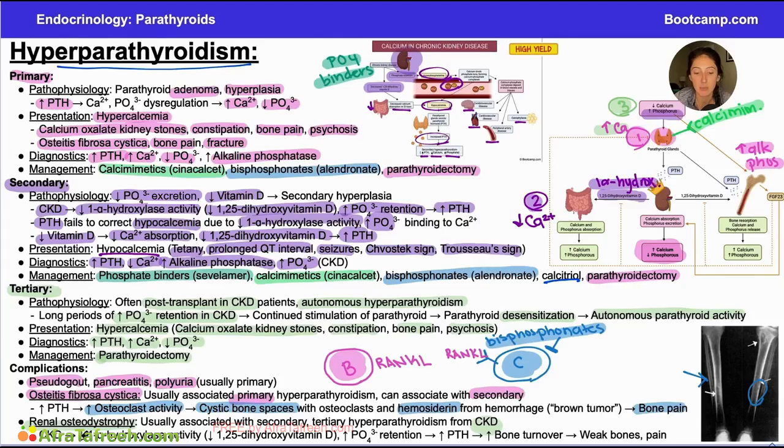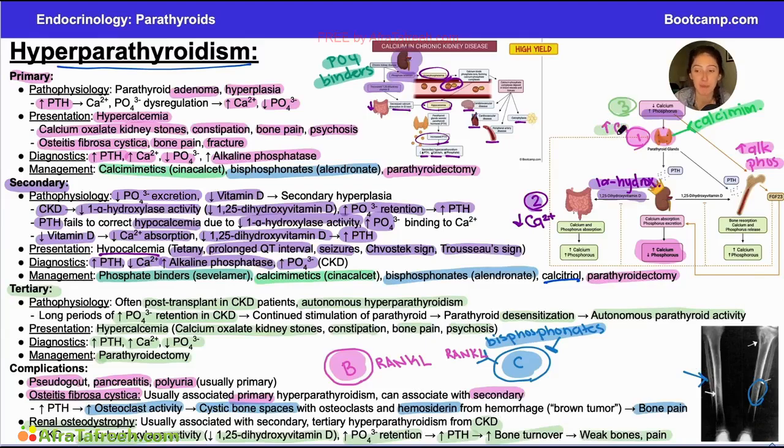And this is because we have chronic kidney disease leading to decreased 1-alpha hydroxylase activity, so decreased active form of vitamin D, increased parathyroid hormone, and then that increased bone turnover. And that increased bone turnover is really key here because it'll lead to weak bones and bone pain. This is very similar to what's happening in osteitis fibrosa cystica, but you usually won't see these brown spots in the bone, and the cause may be different as well.